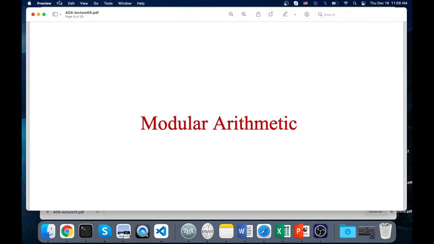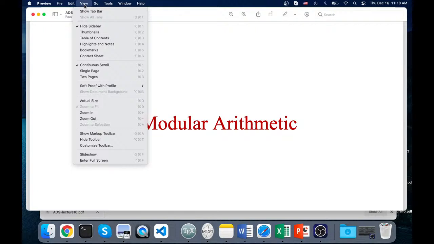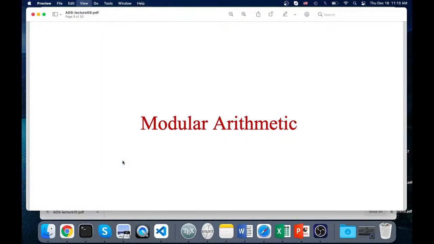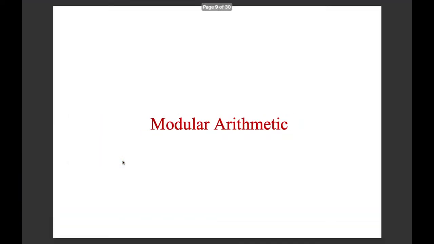Today we will finish our discussion on the introduction of number theory, and then let's quickly go through the interesting topics inside.